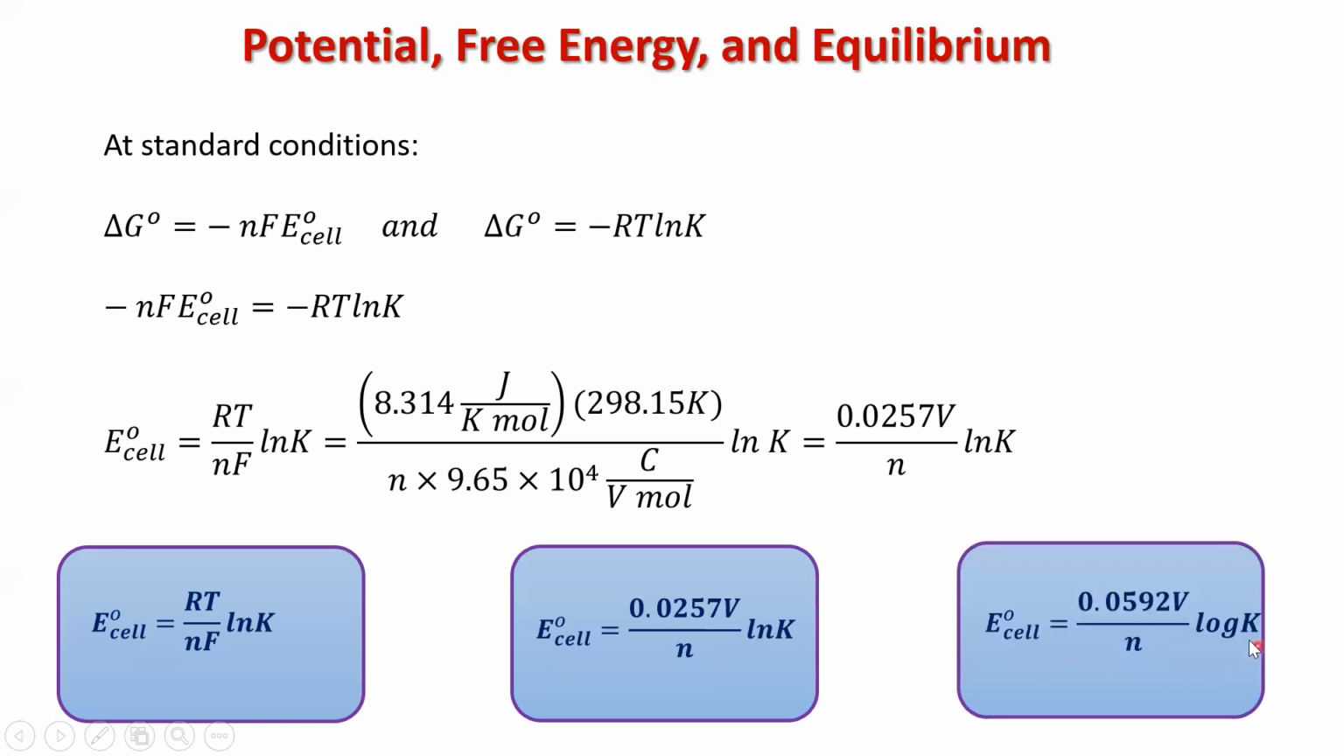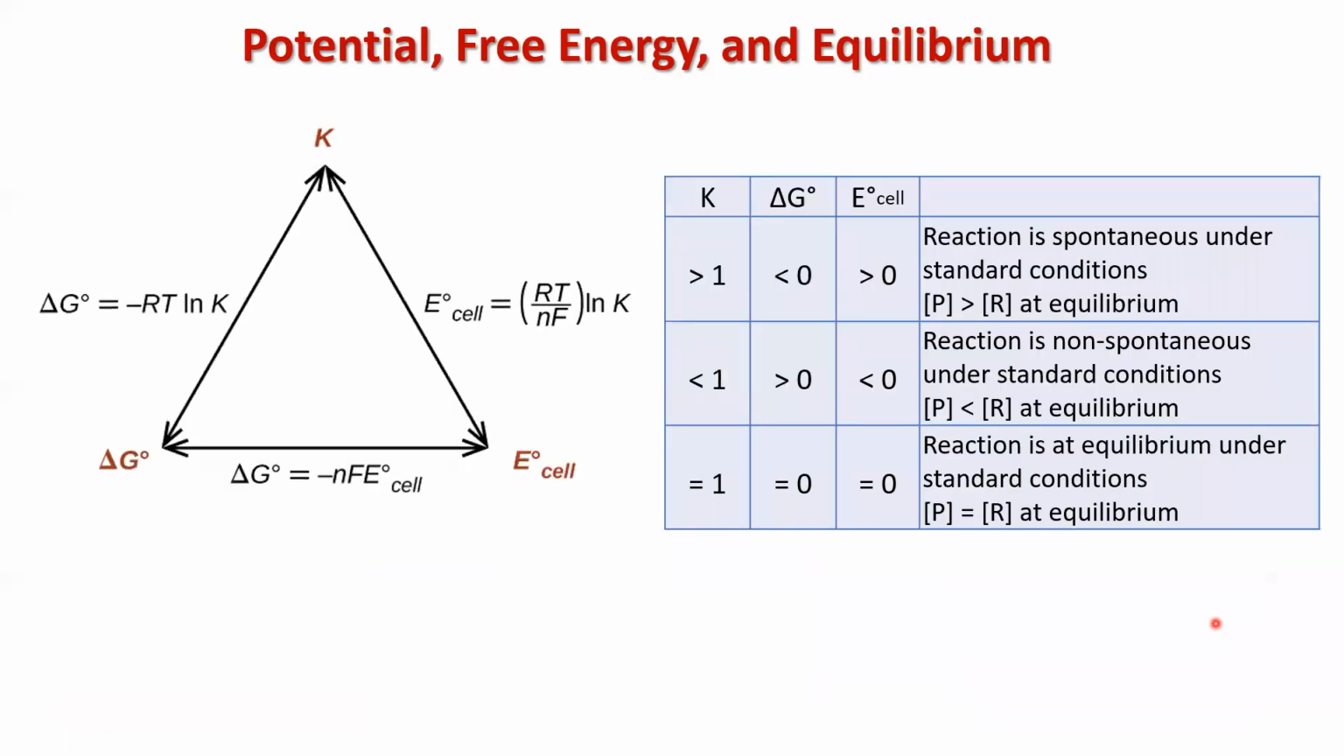We can also convert that. Instead of using ln, we could use log, and we've got 0.0592 divided by N times the log of K. So whether we want to use the ln value or the log value will give us a little bit of a different equation. So this relates everything here. We've got delta G, that's our free energy, and we've got K, that's our equilibrium constant.